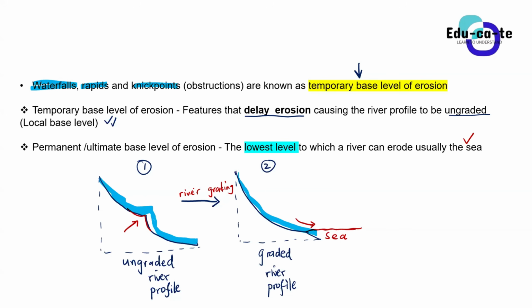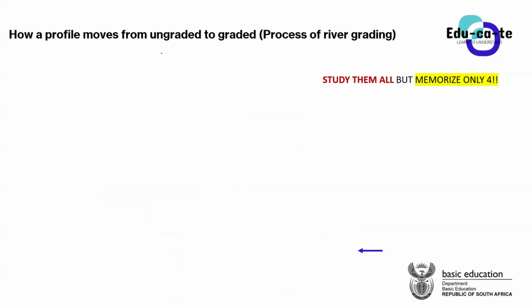But now what processes are responsible for that? We haven't gotten to the processes yet, but you already have an idea in your mind. For this river profile to be smooth, we simply need to erode things such as nick points and waterfalls. So we're just going to look at how that happens specifically, how a profile moves from being ungraded to being a graded river profile. In fact, we are just going to look at the process of river grading.